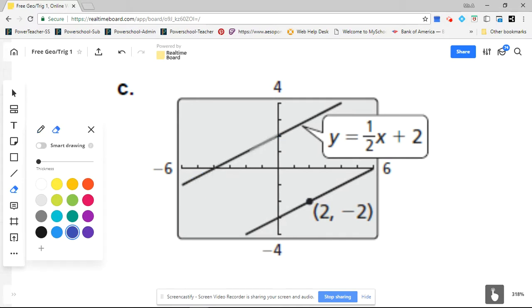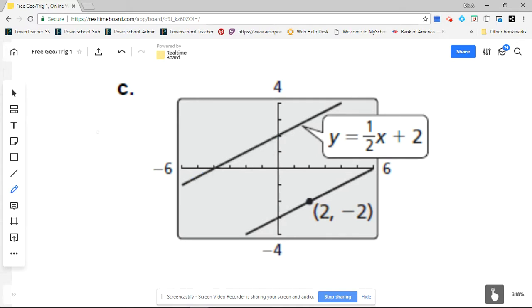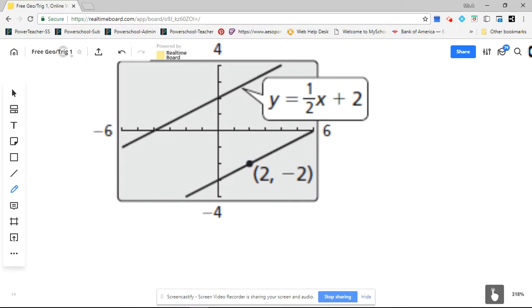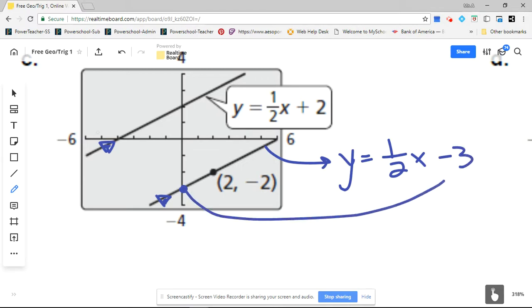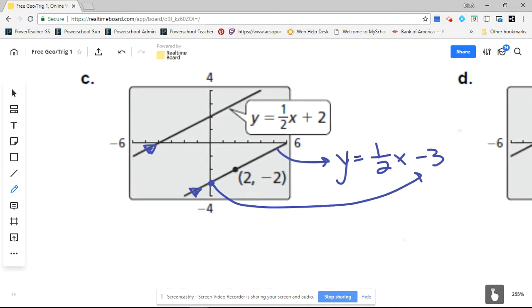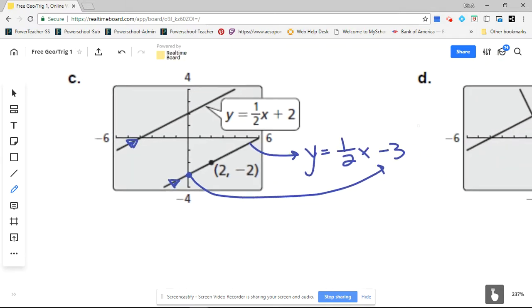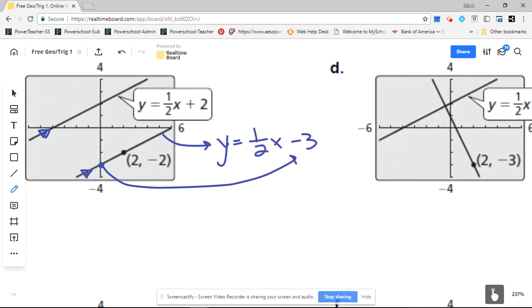Let's look at C here. So we need to find the equation of this line. These are parallel, so let's put the arrows on them. And we need a same 1/2 slope. This one touches down here at negative 3, so minus 3. This negative 3 is how I got that number. So it's 1/2 x minus 3. You had the same slope because they're parallel, and you have a new y-intercept where it touches the y-axis.